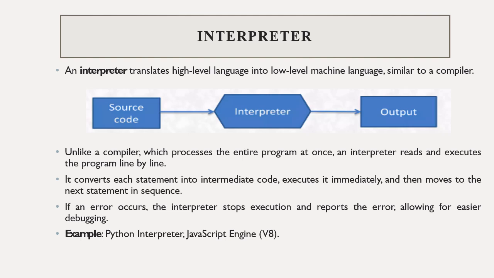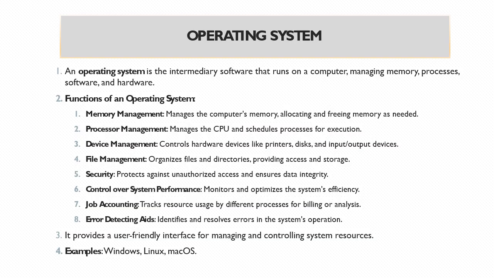Examples. So now let's look at operating system, which is our next line of discussion. From your previous classes, you must have known about operating system. However, it is paramount since we are discussing system programming. Operating system is also another key component of a computer. So what is an operating system? An operating system is the intermediary software that runs on a computer, which manages memory, processes, software, and hardware of a computer system. So you can now look at an operating system as a middleman that manages the resources of a computer.